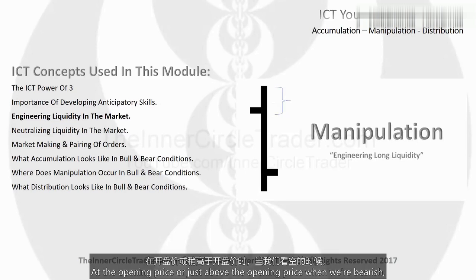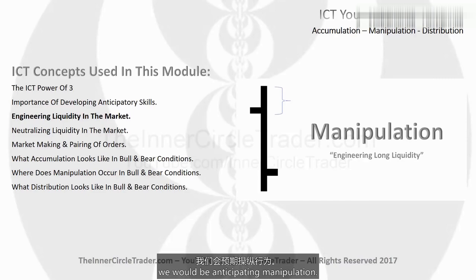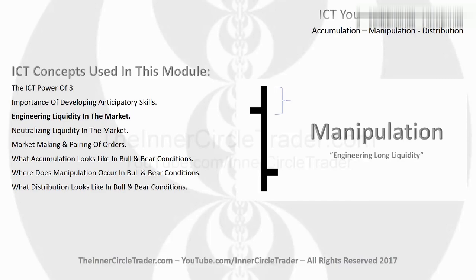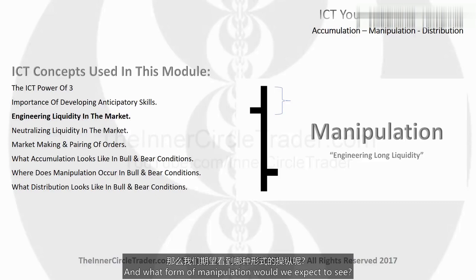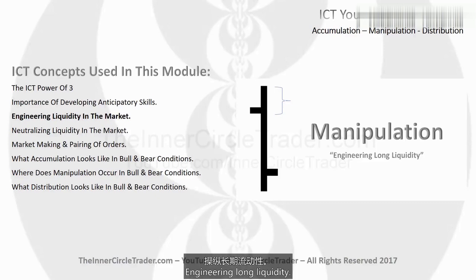At the opening price, or just above the opening price when we're bearish, we would be anticipating manipulation. And what form of manipulation would we expect to see? Engineering long liquidity. In other words, we're looking for a quick sudden movement higher to entice breakout artists that want to buy, want to break out, and they would be placed in on the wrong side of the marketplace.